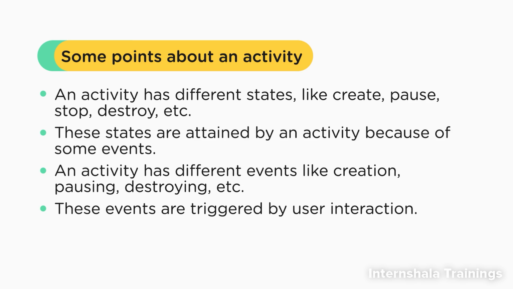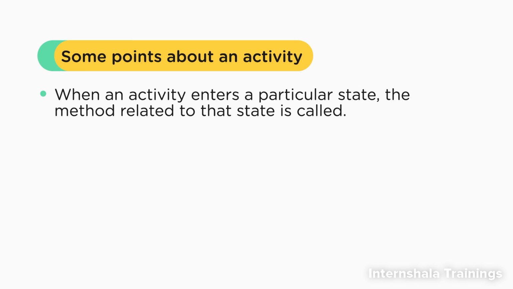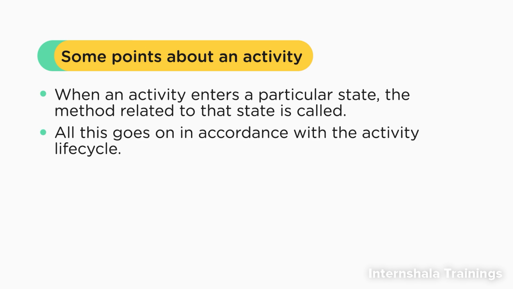Now, how do these events get triggered? Or how do these activities attain different states? The activity attains different states based on the user behavior. For example, when we click a button, we go to the next screen. This clicking on a button triggers an event and thus the focus on the first activity changes and it becomes paused. Now, when an activity attains this paused state, it will invoke the onPause method. So, we see that first an event is triggered due to which a state is attained, and then the method related to that state is called. All this goes on in accordance with the activity lifecycle.